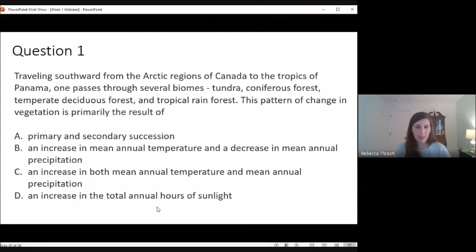It's more the biotic factors that are determined by sunlight. So an increase in both mean annual temperature and mean annual precipitation are some of the biggest factors that determine the increase in vegetation as you move towards the equator.